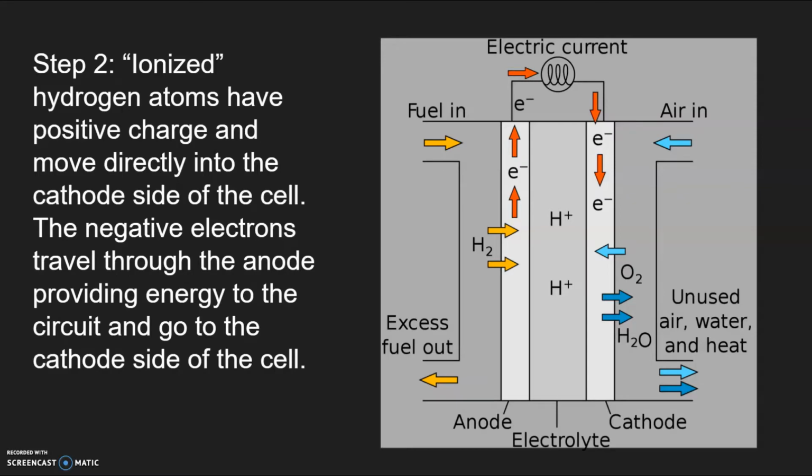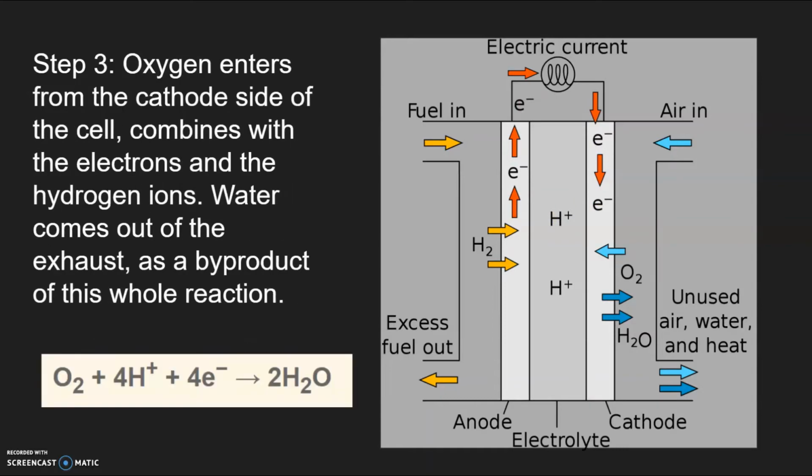So the negatively charged particles, or the negatively charged electrons, flow up here to the electrical current. And once they flow into the current, they go to power the motor. The positively charged particles pass through the electrolyte and travel towards the cathode side.